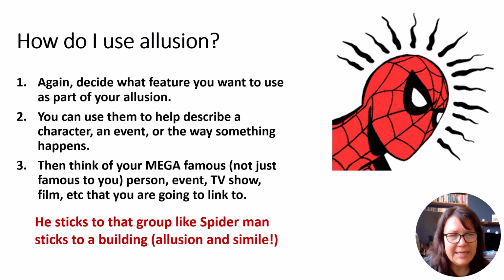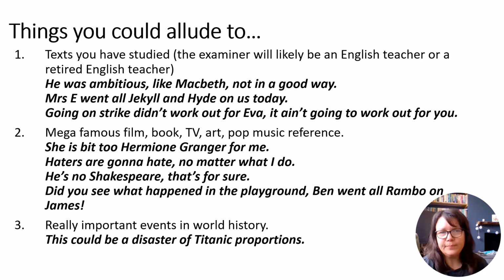So here we've got Spider-Man. He sticks to that group like Spider-Man sticks to the building. There we go. We've got a simile and an allusion there. All right, so as your examiner is likely to be an English teacher, some of the things that you can allude to are the texts that you've studied. And again, if you've watched my other video, you'll know that we've talked about strong internal character voice. This helps with it. So, he was ambitious, like Macbeth, not in a good way. Mrs. E went all Jekyll and Hyde on us today. Going on strike didn't work out for Eva, it ain't going to work out for you.